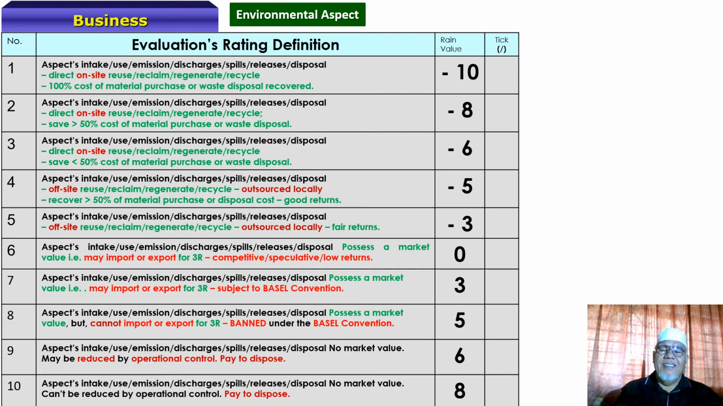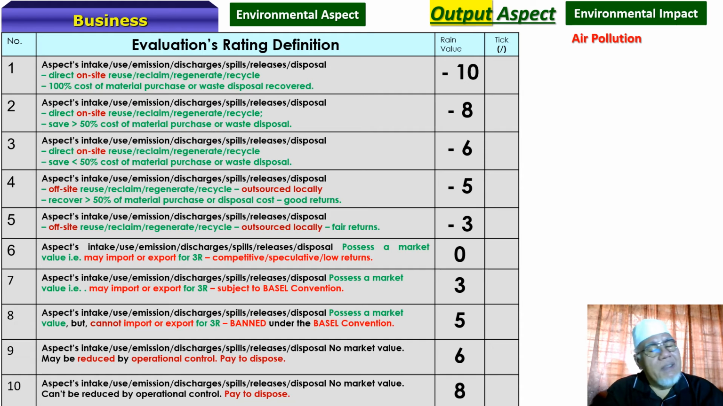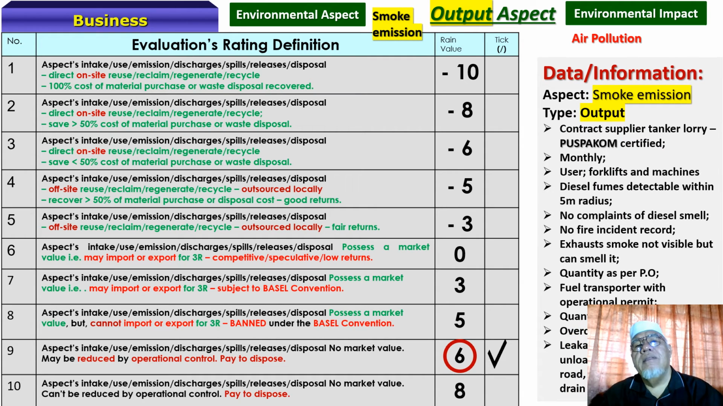These are the rating definitions. If you look at the rating value, not the rain value, this typo area, this is the rating value, all right? Minus 10, negative up to 8, right at the bottom over here. Why minus? Look, this is how businesses have to pay attention.